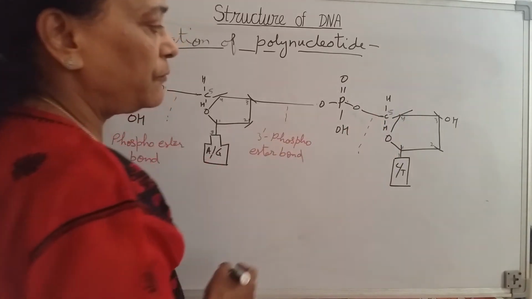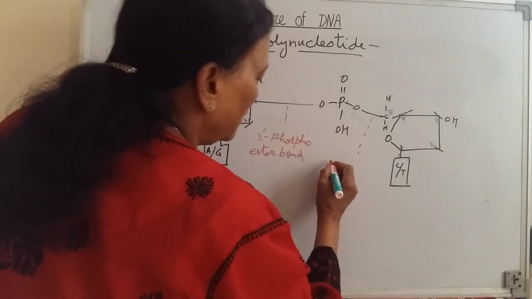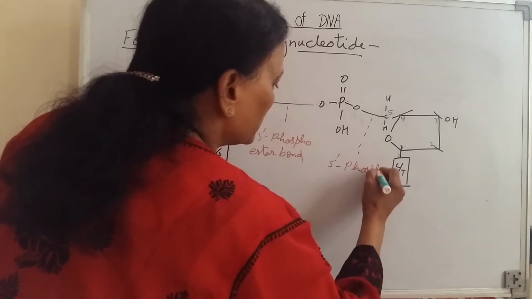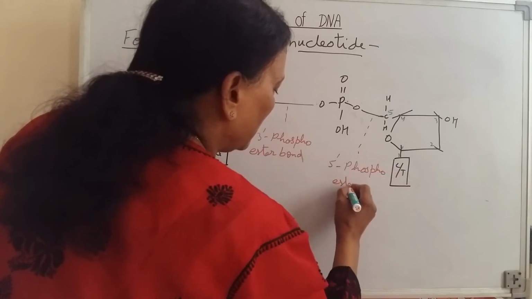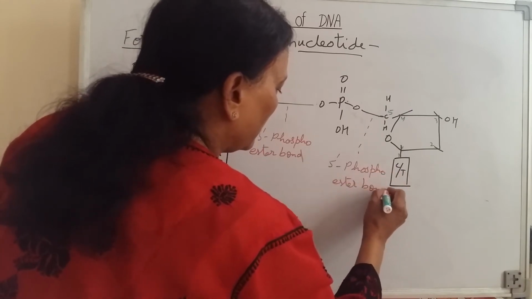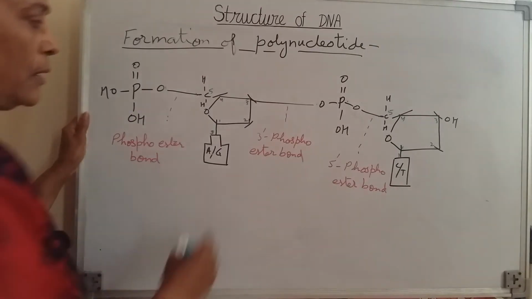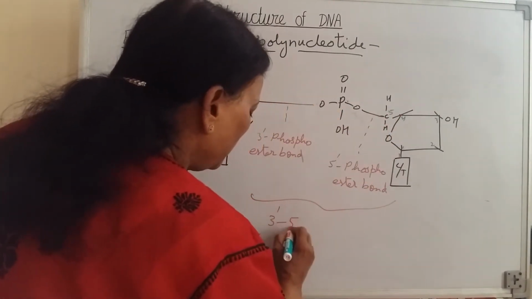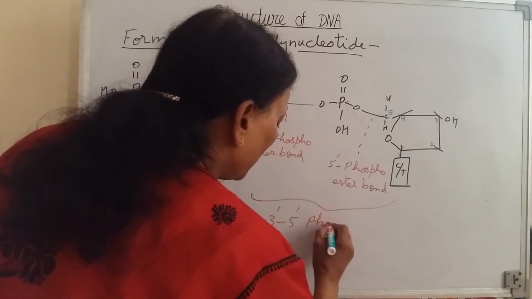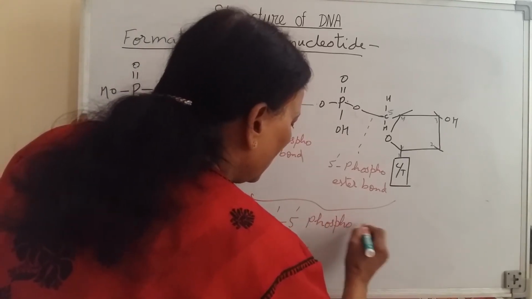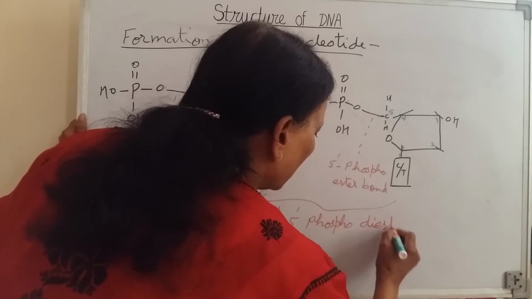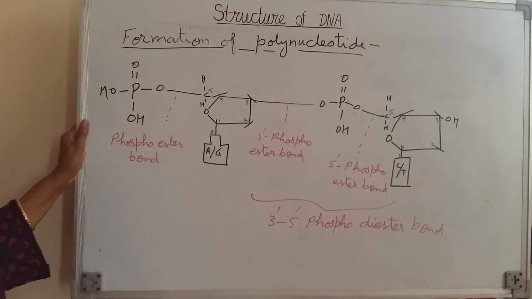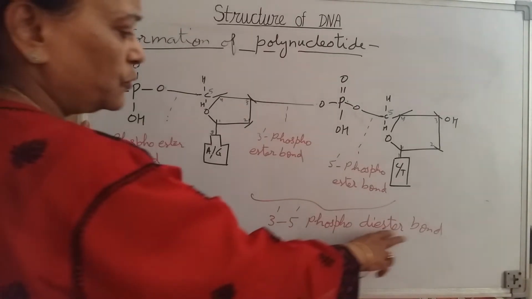And here carbon number 5 of sugar is involved, so it is called 5-phosphoester bond. And this bond in total will be called 3,5-phosphodiester bond. Thus a dinucleotide is formed by a 3,5-phosphodiester bond.